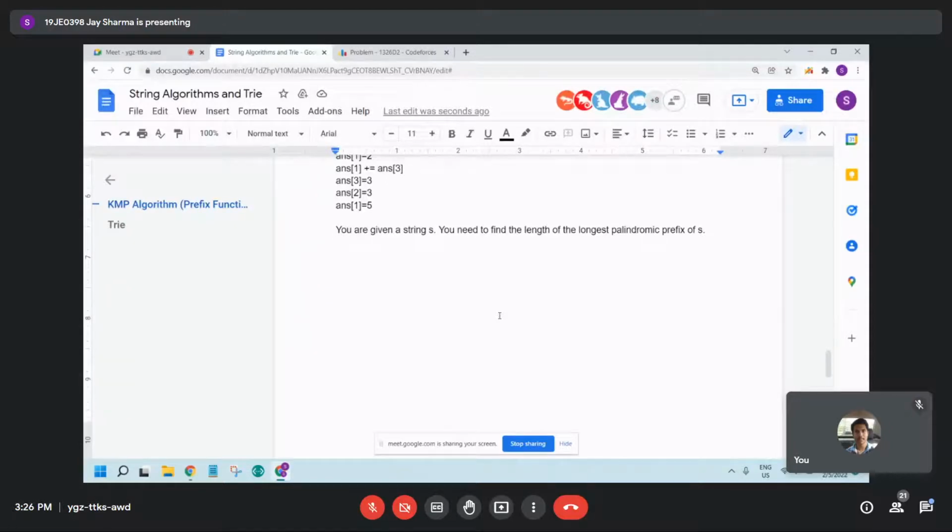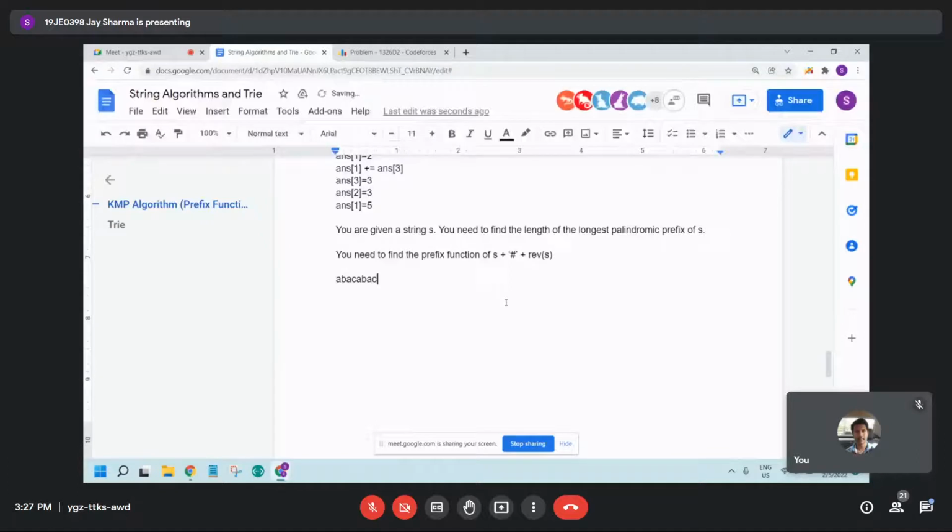So basically, you need to first find the prefix function of s plus hash plus reverse of s. If we give s a hash and put it before the reverse of s, let's say a b a c a b a, this was the string. Let's add one more, c.